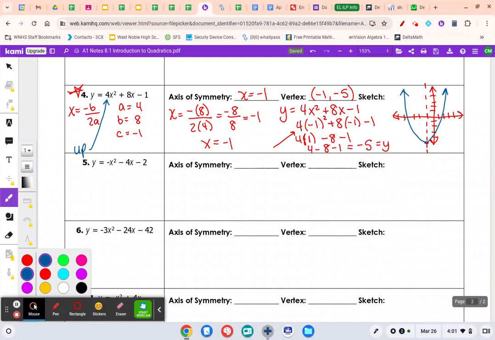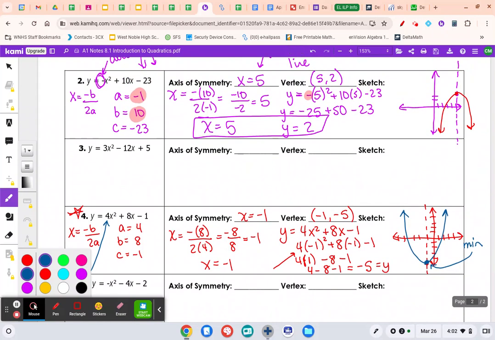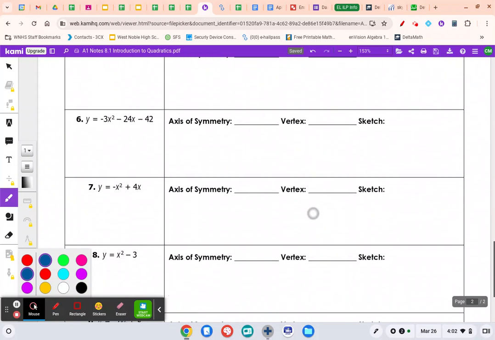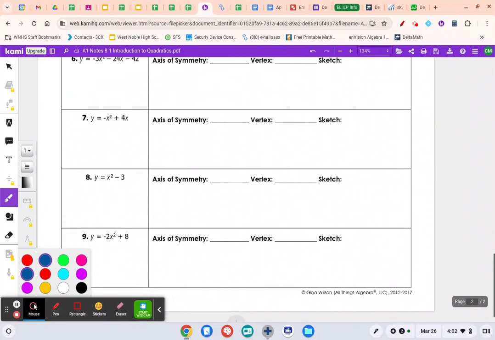Now, we haven't really talked about maxes versus minimums, because this is considered a minimum because it is the lowest point on the graph. Okay. Question 2, this would be considered a maximum because it is the highest point on the graph. All right, let's go ahead. If you need to pause to write all that down, go for it. I'm going to continue to 7.